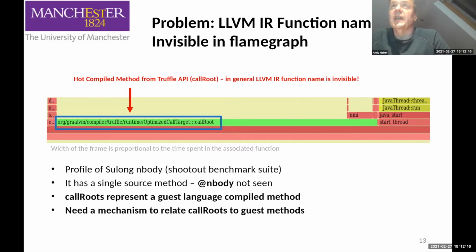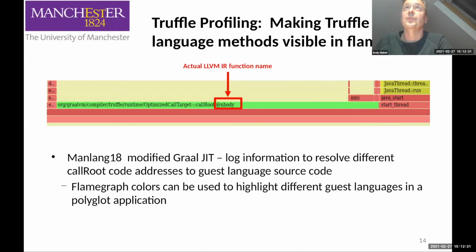Call root obviously indicates this is a guest language method, but we do not know which one. Different call root methods have different code addresses, so we need to extract information relating call roots to guest methods. This requires additional information from JIT compilation. In order to make the n-body LLVM-IR guest language method visible, we added some extra logging to Graal JIT compilation to be able to map Truffle call root addresses to the guest language methods.